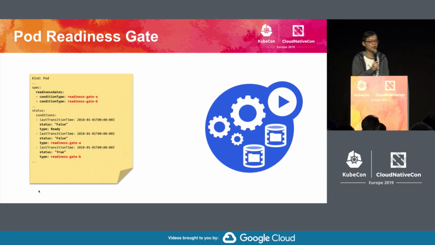Here's an example of the pod readiness gate configuration. It has two parts. One is in the pod spec. One can specify a list of pod readiness gates, and each pod readiness gate references a pod condition. In the pod status, the pod conditions indicate whether the readiness gate is actually ready or not ready. In this particular case, let's assume all the containers are ready, and you can see that readiness gate A's status is false, and readiness gate B is true. So readiness gate A is not ready, and that means the whole pod is not ready.